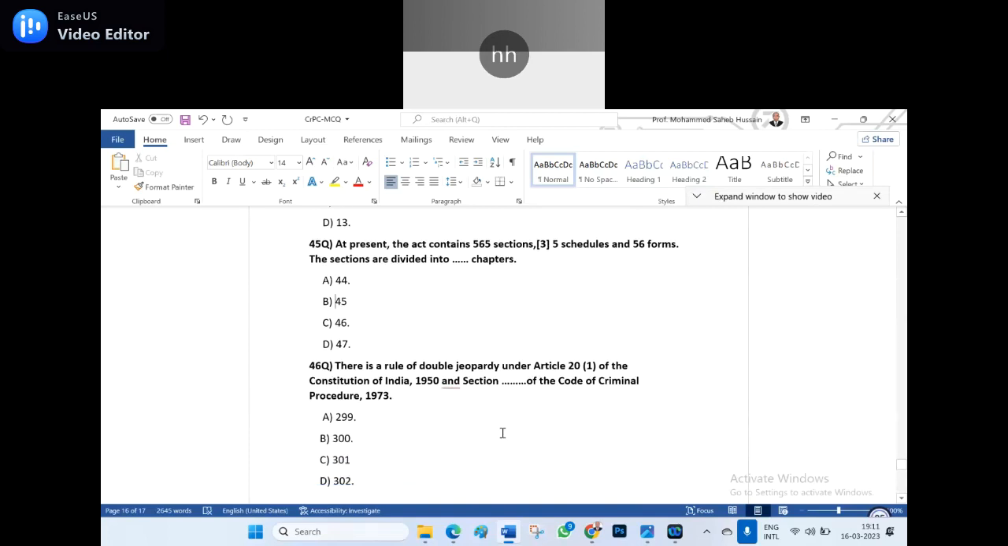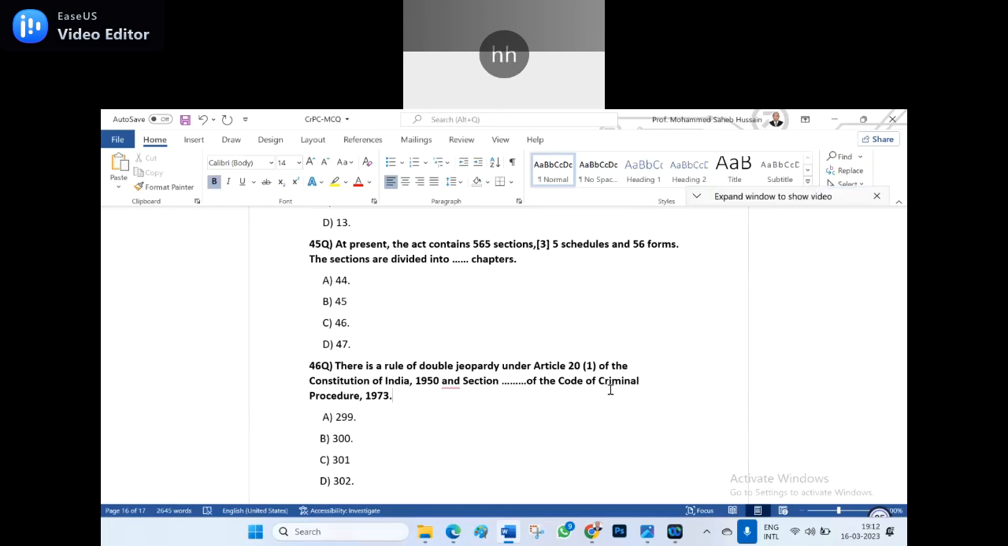Now the 46th question. There is a rule of double jeopardy. Of course, I wanted to close it, but anyway I wrote it. The constitutional provision, Article 20(2) of the Constitution of India 1950, says the double jeopardy rule. What is the corresponding section of the Code of Criminal Procedure 1973? A, 299; B, 300; C, 301; D, 302. B, I think 300, sir. 300 is the right answer.